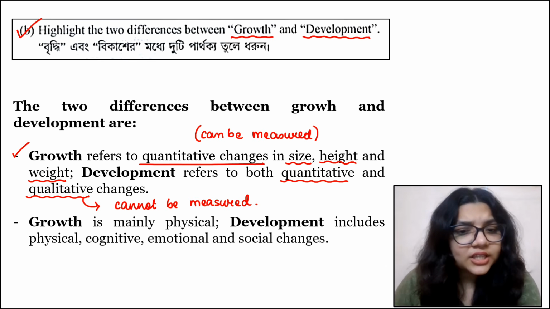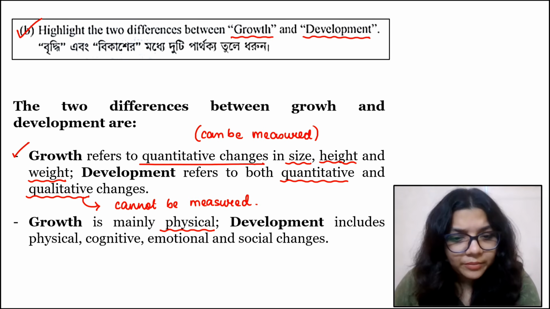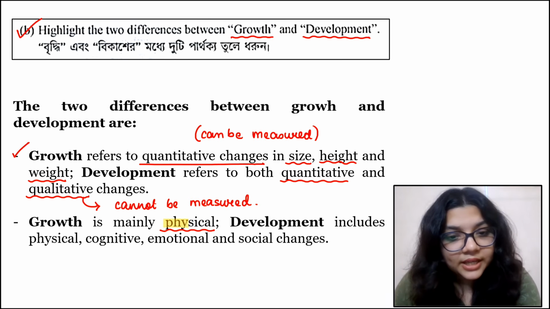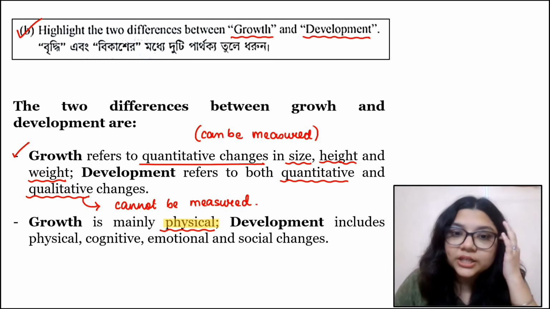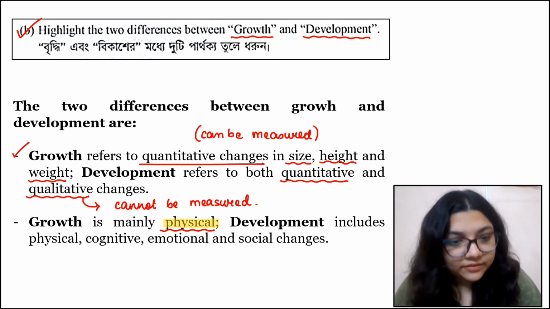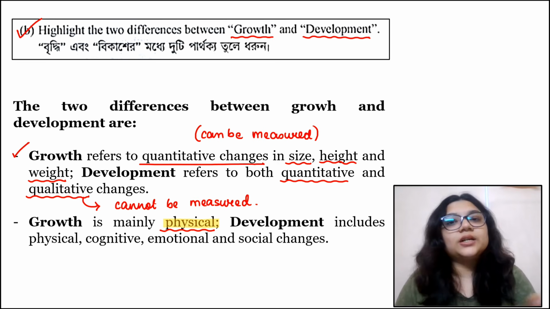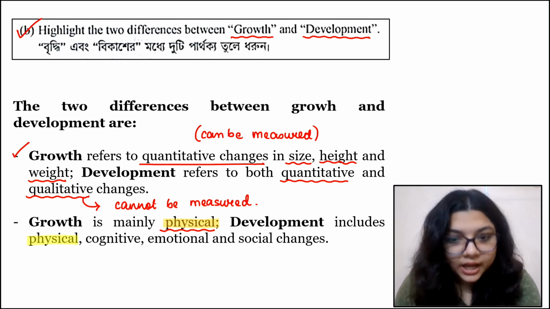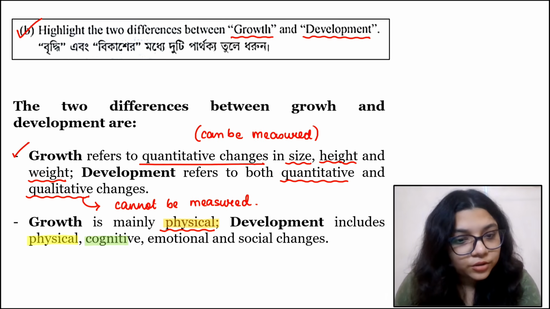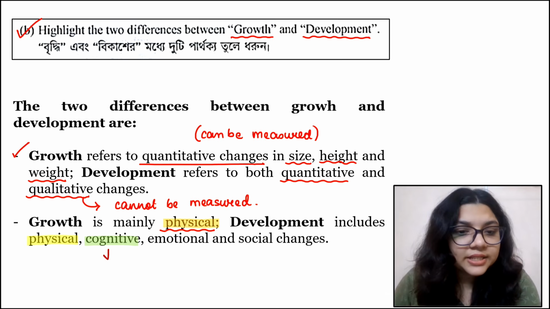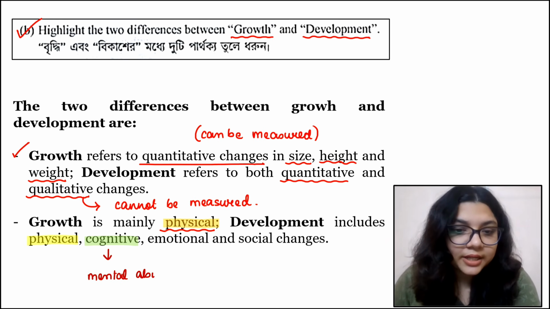Then growth is mainly physical. So what do we mean here when we say that growth is mainly physical? Here we mean to say that whatever changes are occurring to the body, like the height is increasing, size is increasing. But when we talk about development, it is not just physical but the overall thing together. That is, physical growth is absolutely there. Along with that, you have cognitive growth. What does cognitive growth mean? Cognitive basically refers to the mental abilities. Right? Cognitive has to deal with mental abilities.